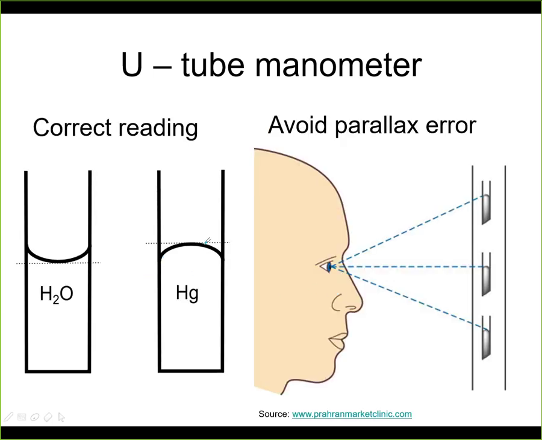For mercury, we need to read it like this. Here, the mercury has a different surface tension, so it will form this shape, and we are reading the top of it. You also need to avoid the parallax error, so you need to look in a perpendicular direction to the scale. Like this you are reading it correctly, like this you will read a higher pressure, like this you will read a lower pressure. So you need to move your eyes to have a correct position.